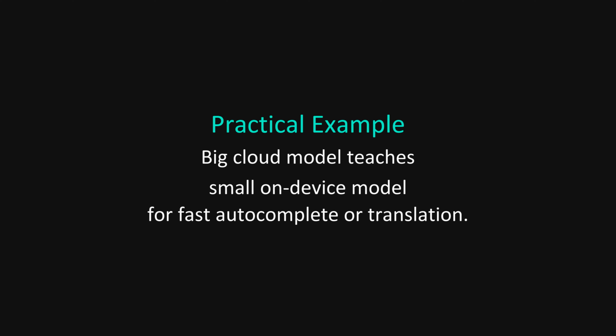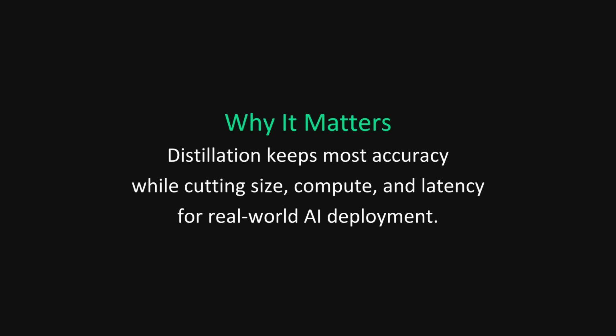This smaller student model is trained on the teacher's responses, similar to how transfer learning reuses knowledge from one model to benefit another. But here the focus is on shrinking size and latency. Distillation matters because it lets teams keep most of a powerful model's quality while cutting memory, compute, and latency enough to deploy AI on edge devices and high-traffic services.